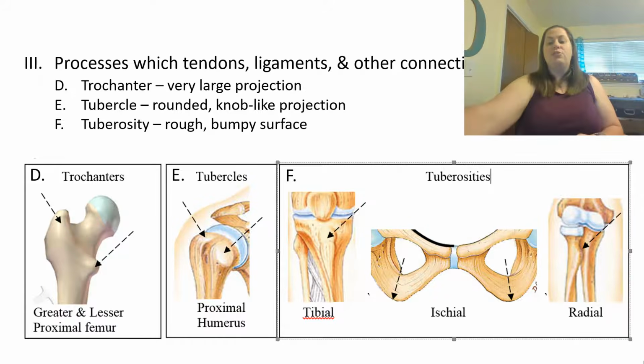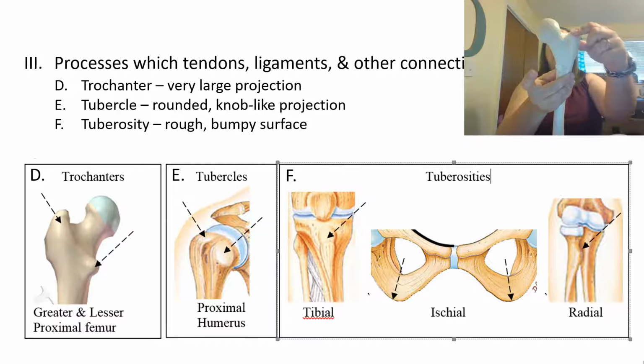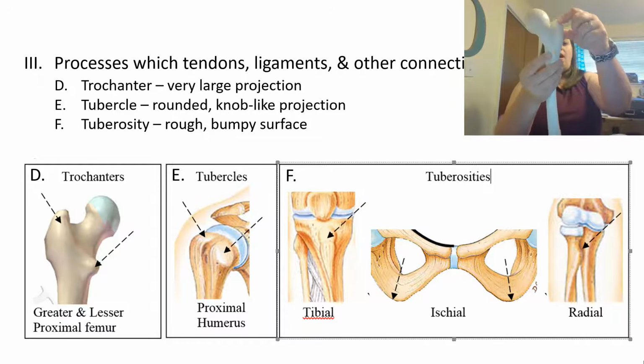Now, again, some other processes that can help hold tendons, ligaments, or connective tissue are going to be like a trochanter. Trochanters are found on the femur. Okay, it's these projections right here. There's a greater and a lesser trochanter. So greater trochanter, lesser trochanter. Okay, these are very large projections, and these are only found on the femur.